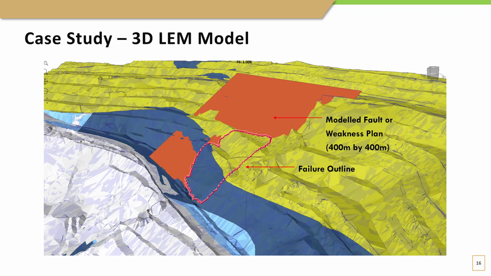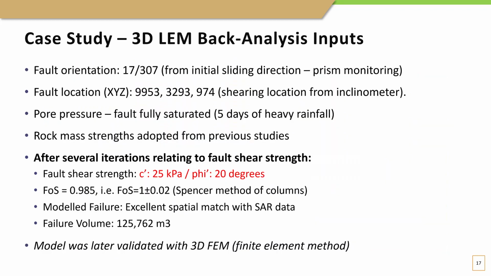So, a 3D limit equilibrium model was developed. Input parameters included the modeled fault plane based on its location from the inclinometer and its orientation based on the prism vectors. Pore pressure was assumed to be fully saturated following 5 days of heavy rainfall, and rock mass strengths were adopted from previous studies. After several iterations relating to the fault shear strength, estimated parameters were found to have a cohesion of 25 kilopascal and a friction angle of 20 degrees.